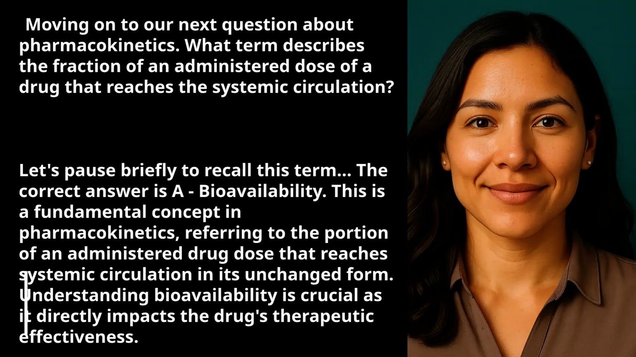What term describes the fraction of an administered dose of a drug that reaches the systemic circulation? Let's pause briefly to recall this term. The correct answer is A, bioavailability. This is a fundamental concept in pharmacokinetics, referring to the portion of an administered drug dose that reaches systemic circulation in its unchanged form. Understanding bioavailability is crucial as it directly impacts the drug's therapeutic effectiveness.